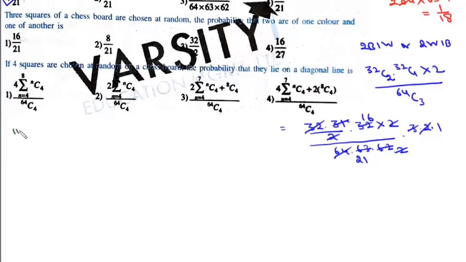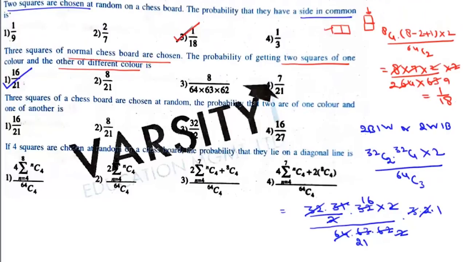Now this third case is, 3 squares are chosen at random. The probability that 2 are of one color. Now 2 of one color and 1 of different color. I think it's the same question, so we'll discard it.